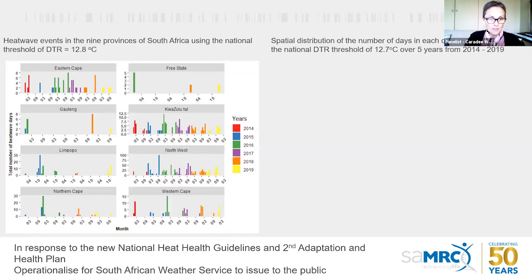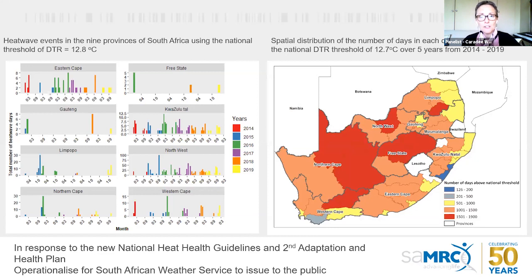So here we have the results. Here we've got the data that's been processed to look at heat wave events in the nine provinces of South Africa using the national threshold that we've come up with, the diurnal temperature range of around 12 degrees, over that period of years. Essentially what we're seeing is the total number of heat wave days through the different seasons in each month of the years. And when we look at this spatially distributed, the number of days in each of our 52 districts across South Africa, we can see that there might need to be some tweaking of that diurnal temperature range specific to a district municipality to ensure we protect health in those municipalities.